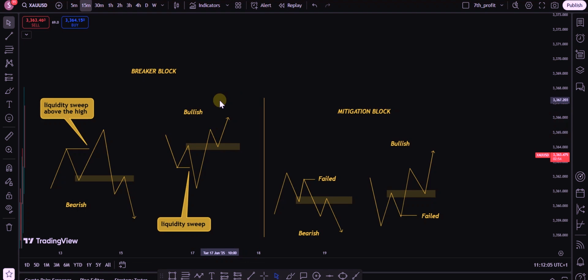So a breaker block is only confirmed after a price retest back to the change of character level. I hope you are getting me now. So a breaker block involves looking for a key support or resistance level on the chart that may cause a significant change in price direction when the price level is broken, right?